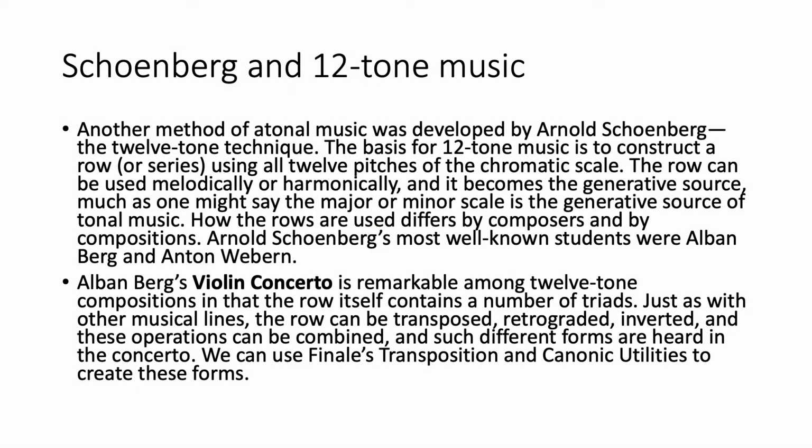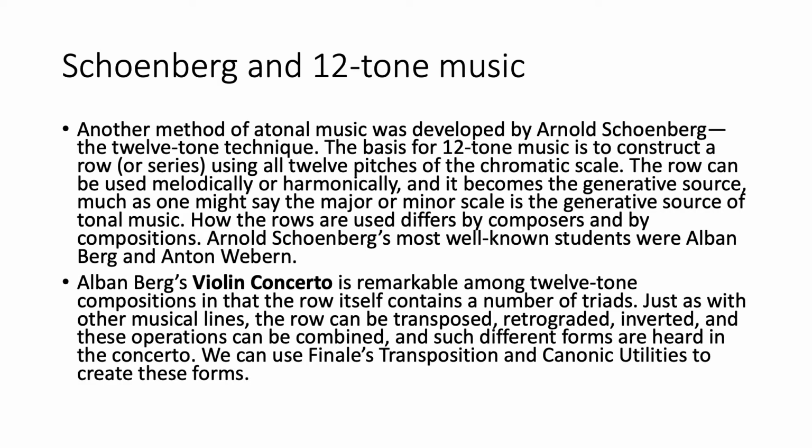After Schoenberg was writing atonal music, he developed another system which he termed the 12-tone technique. The basis for 12-tone music is to construct a row or series using all 12 pitches of the chromatic scale. The row can be used melodically or harmonically, and it becomes the generative source for the music, much as one might say the major or minor scale is the generative source of tonal music. It's important to remember that how the rows are used differs by composers and by compositions.